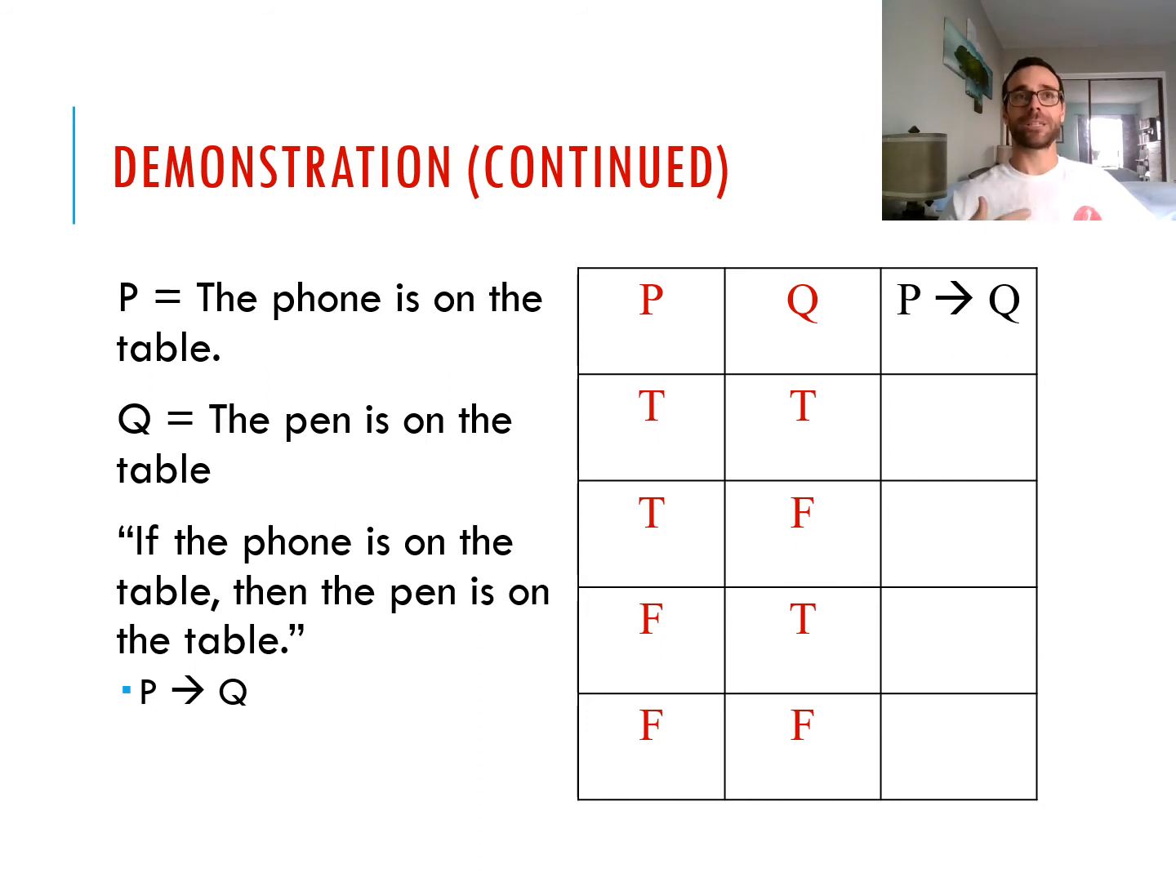If I were to jokingly say, if San Diego State was the best school in the world, I would be the Queen of England, right? The truth of that statement relies on the fact that the antecedent is false. So that statement is true even though the antecedent is false, but the consequent is true. So in row 3, we would get true.